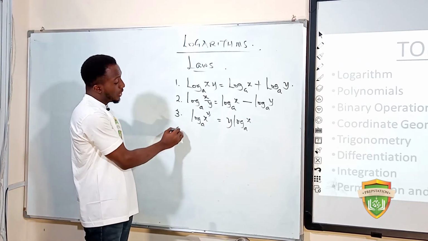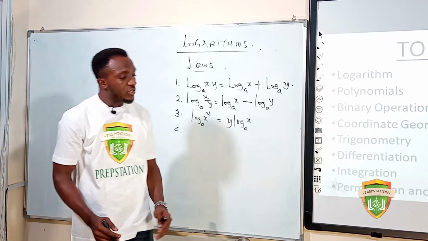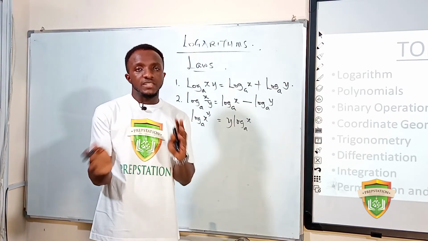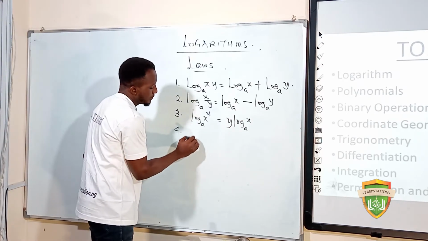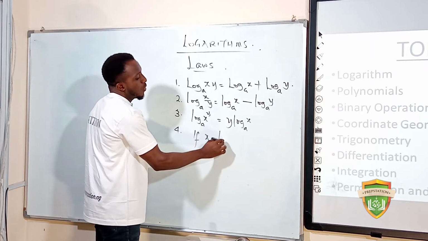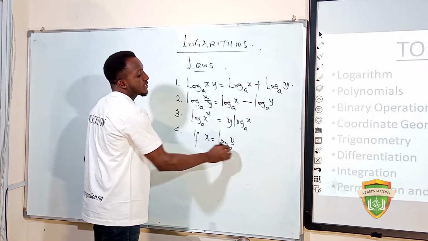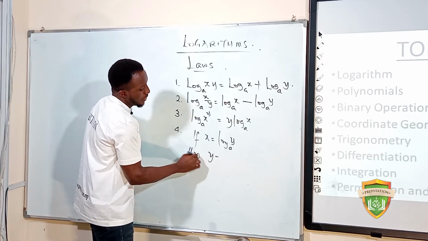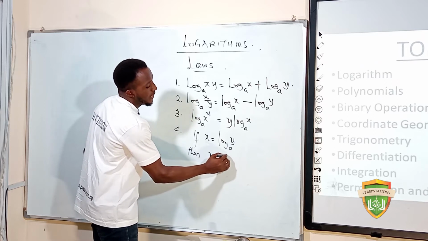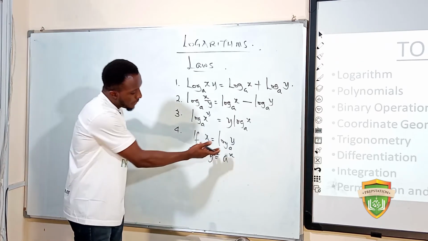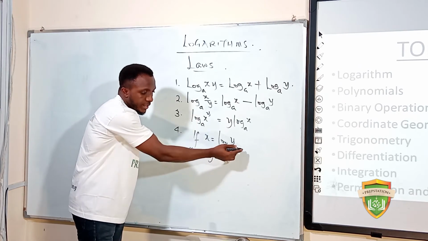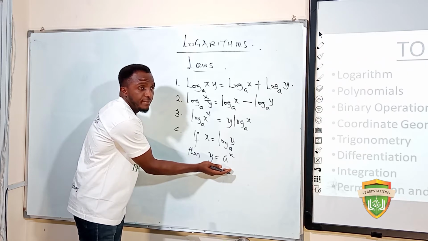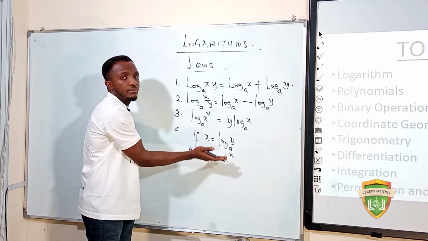Now the fourth one is not a law per se. The fourth one just tells us how we can convert logarithm to indices and vice versa. So this is what we mean. If x equals log y to base a, then y equals a raised to power x. Now, the first equation up here is logarithm, while this one is indices. Here we have been able to convert logarithm to indices.